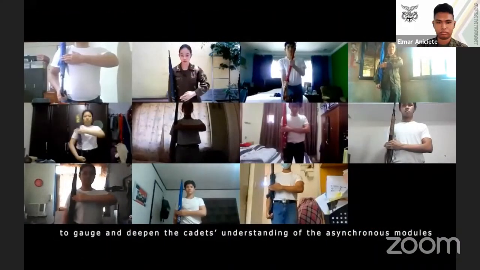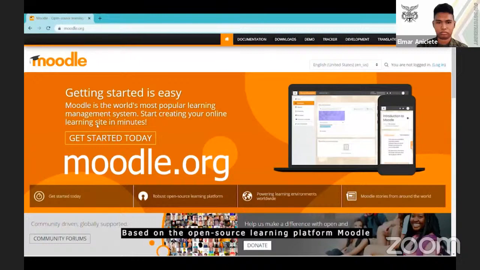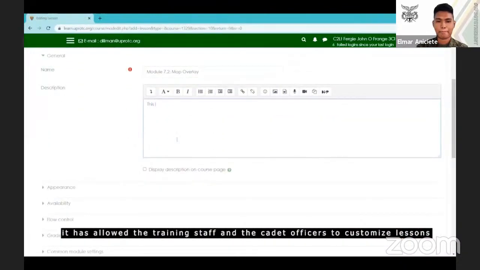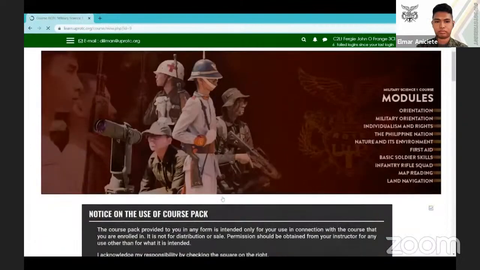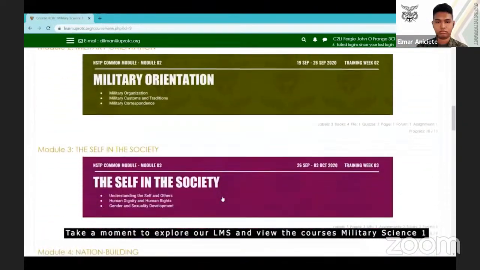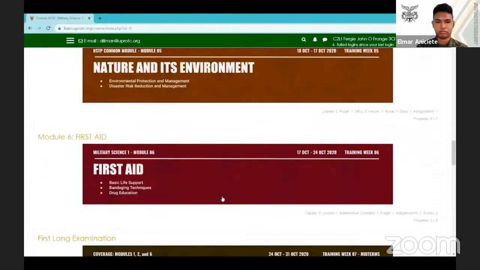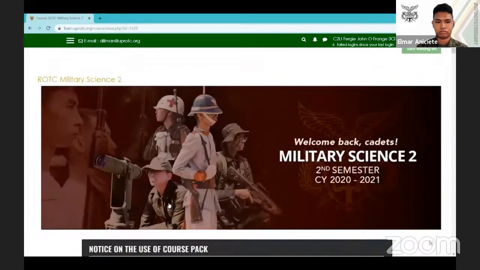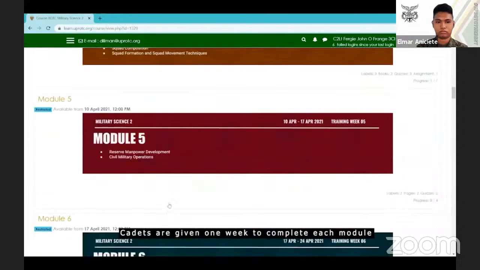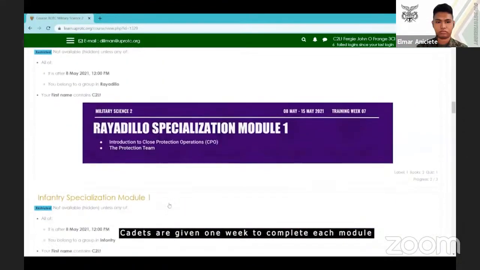Based on the open source learning platform Moodle, it has allowed the training staff and the cadet officers to customize lessons according to the demands of the course and the needs of the cadets. Take a moment to explore our LMS and view the courses Military Science 1 and Military Science 2. Cadets are given 1 week to complete each module.